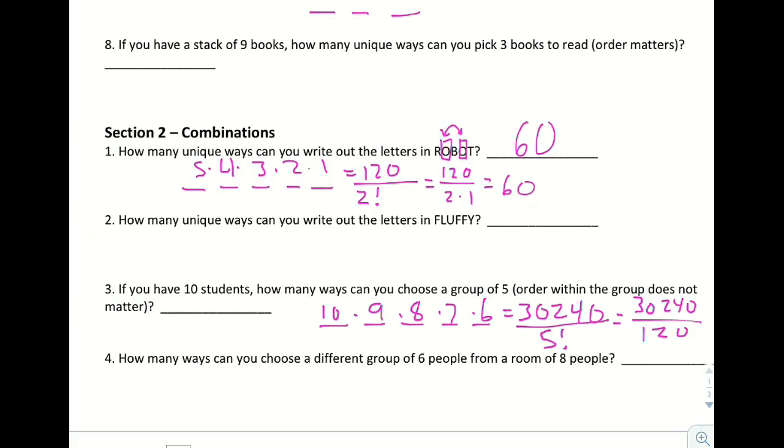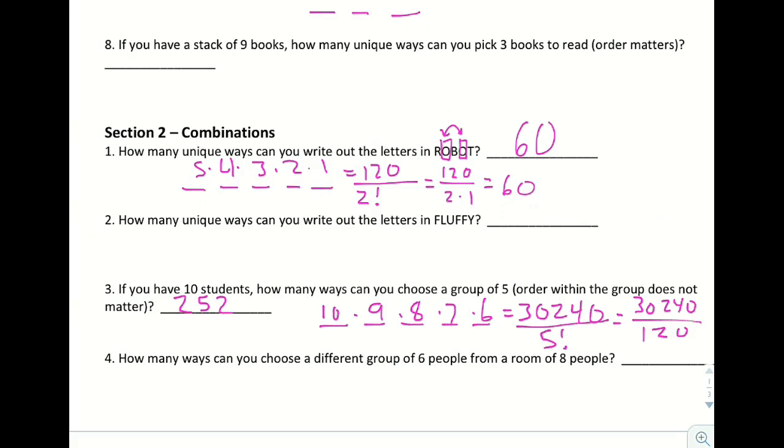And when we divide out that 120, we end up with an answer of 252. So there are 252 ways to choose a group of 5 where order doesn't matter when you have 10 people. Seems kind of crazy because that's half the people in the room. There's 252 different ways to make up that group.